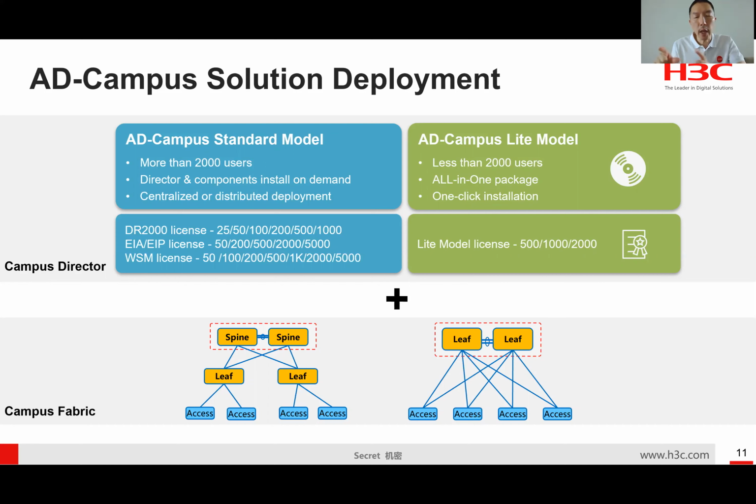And right now, we have another solution called leaf and access. We simplify the whole architecture, so that even for a small-sized network, you just deploy a minimum of switches, and then you can enjoy the advantages. And on top of the campus director, you can see we have a lot of software licenses that comprise different functions and features. Based on the customer requirements, you can add our standard licensing model, or we have a light licensing model to reduce the cost when you deploy the ADCampus network.